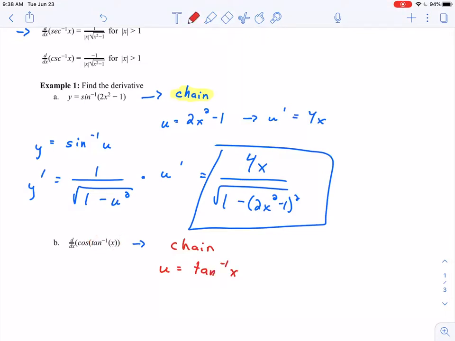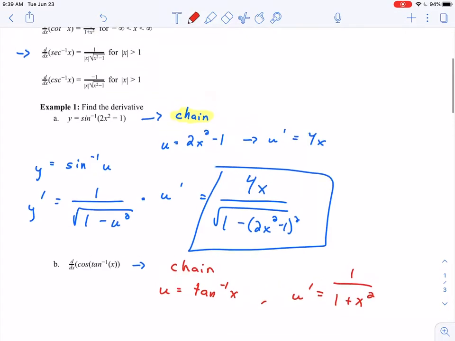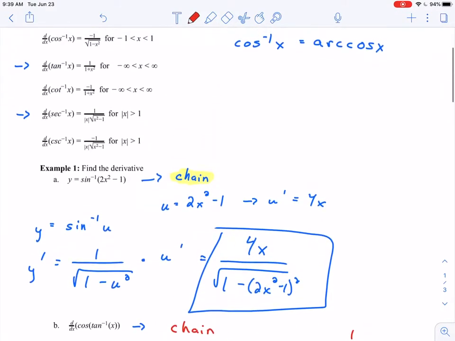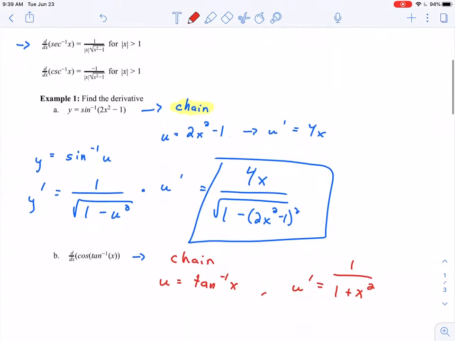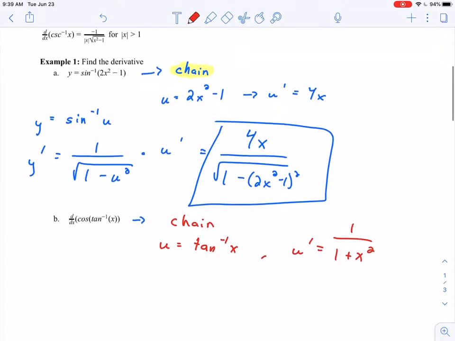And then u prime, let's go look at that. It should be 1 divided by 1 plus x squared. Let me just double check. Yep, positive 1 over 1 plus x squared. There's the derivative of tangent inverse of x, so that's my u prime.